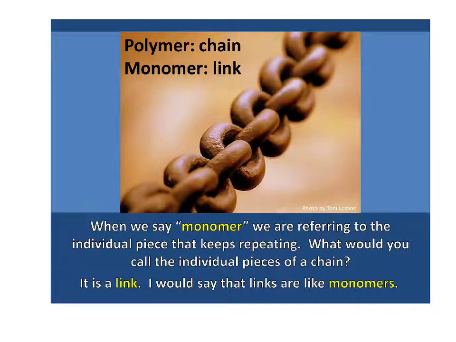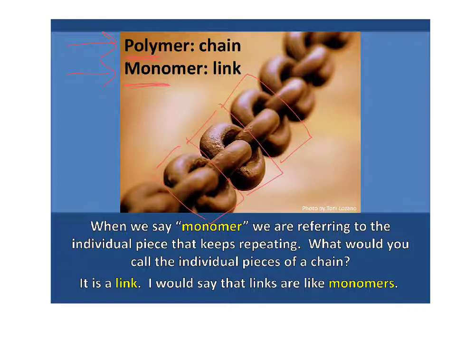Okay, and here we go. Polymers are like a chain. We just talked about that. Now we're going to talk about the pieces that make a chain. The pieces that make a chain, each individual piece, is called a monomer. Okay, there's the word, monomer. So we've got some vocabulary here that we talked about before. Okay, when we say monomer, we're referring to the individual piece that keeps repeating over and over.